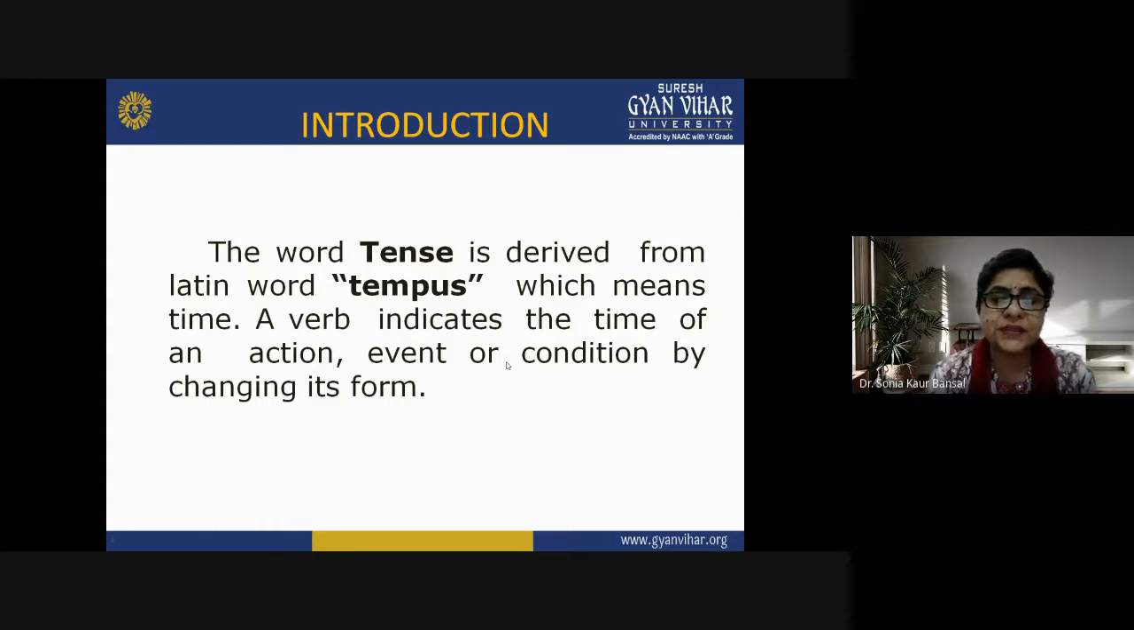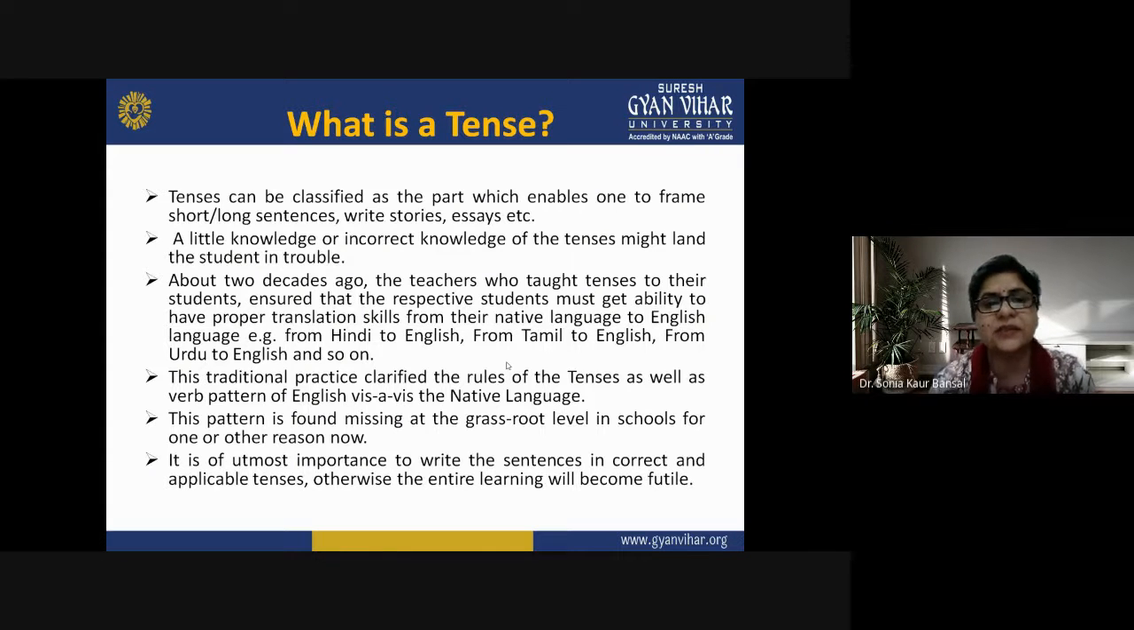So now, students, the word tense, T-E-N-S-E, is derived from the Latin word tempus, T-E-M-P-U-S. All right. So it means time. Tempus means time in Latin. And a verb indicates the time of an action, event, or condition by changing its form. So, how has the word tense come to you? It has come from the Latin word tempus, which means time. Okay, students. Now, let's understand what is tense.